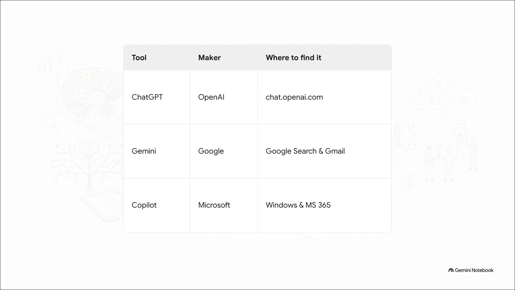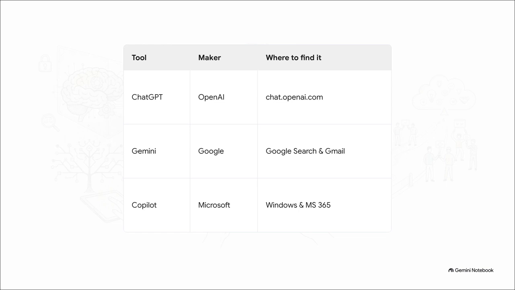This is probably the most famous one, and it's absolutely wonderful for writing and having long conversations. You can find it just by going to chat.openai.com. Second is Gemini, created by Google. Actually, you might already have this one without even knowing it, because it's built right into Google Search and Gmail.